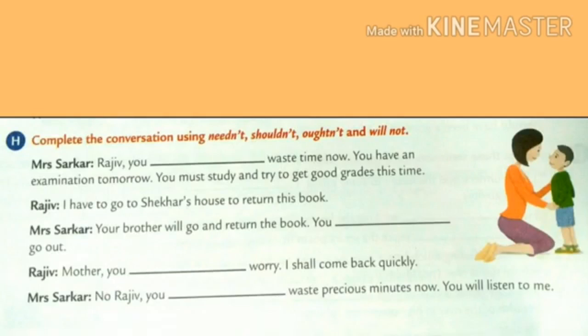Next heading: complete the conversation using needn't, shouldn't, oughtn't and won't. This is a conversation between Mrs. Sarkar and Rajiv. Mrs. Sarkar: Rajiv, you dash waste time now. You have an examination tomorrow. You must study and try to get good grades this time. What might be the answer?